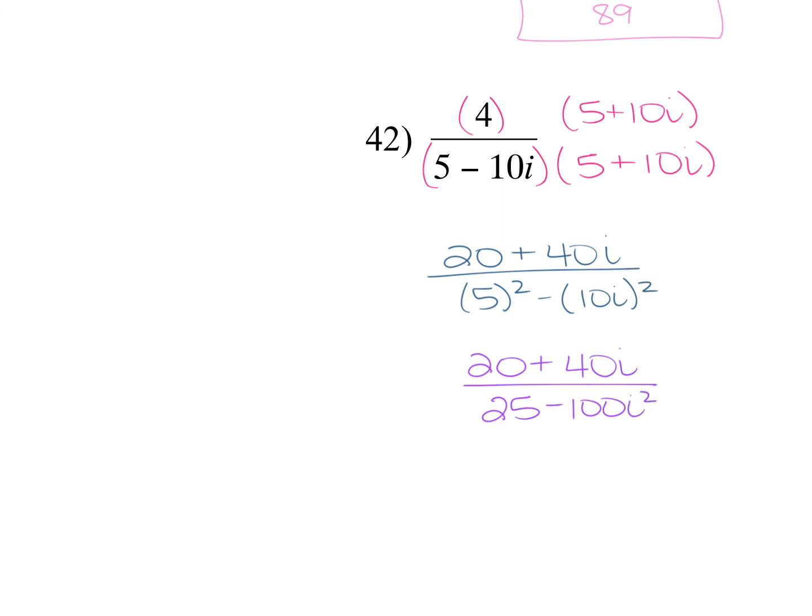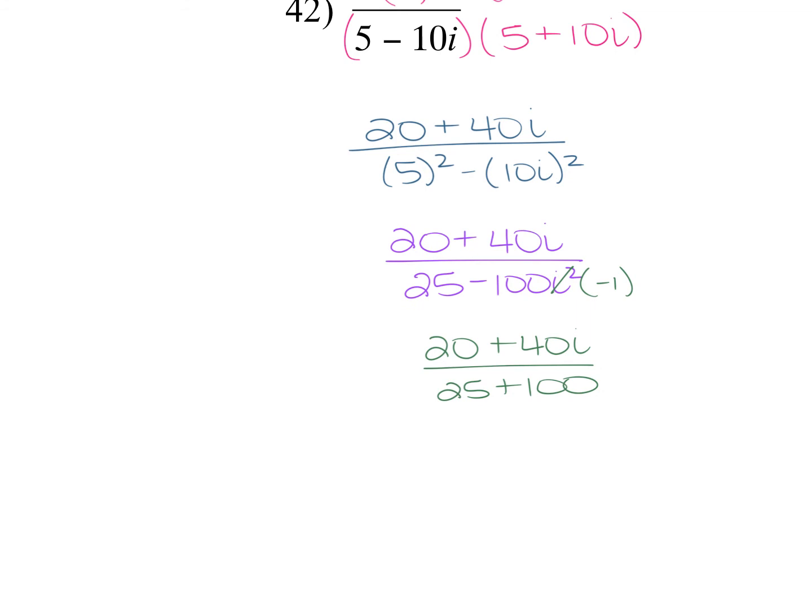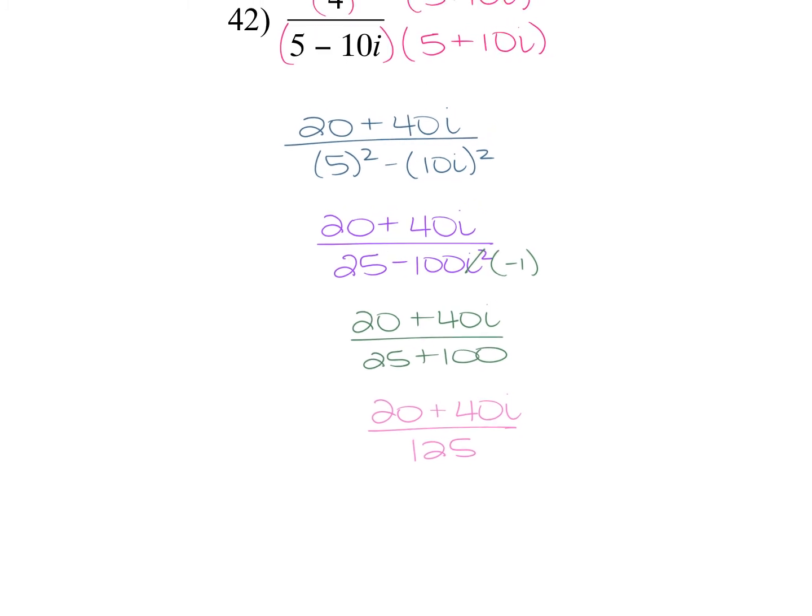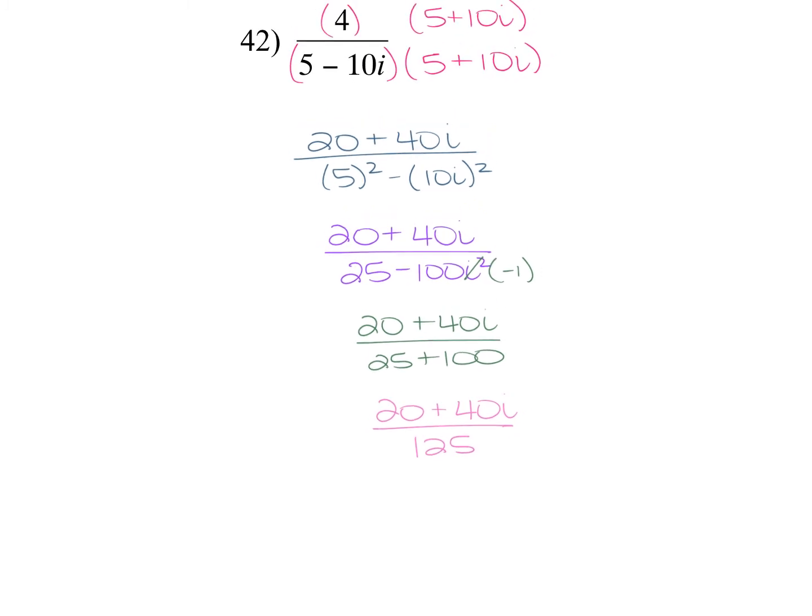That i squared is going to turn into a negative 1. If we multiply that negative 1 by that negative 100, it gives us a positive 100. So that's 20 plus 40i all over 25 plus 100. Simplifying that denominator, that gives us 20 plus 40i all over 125. What are all three of these numbers divisible by? At least 5. So the 5 goes into 20 4 times. The 5 goes into 40 8 times.